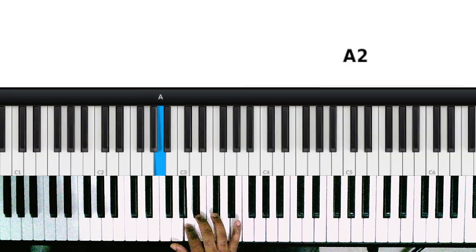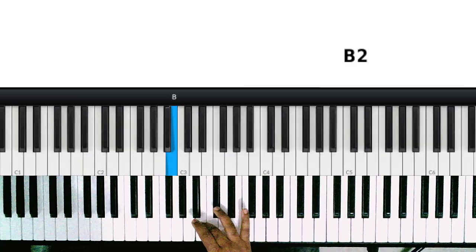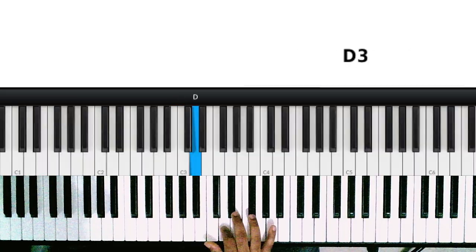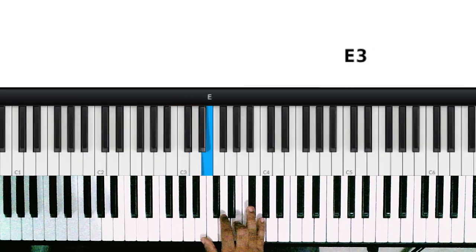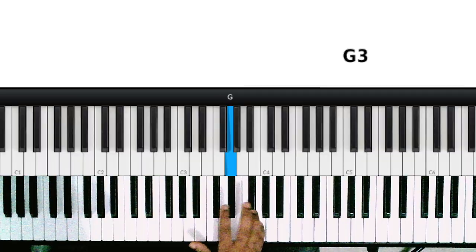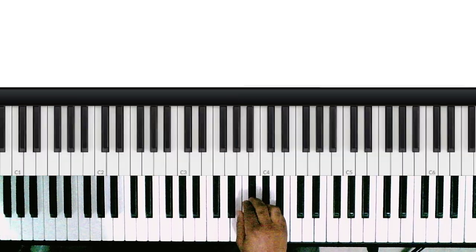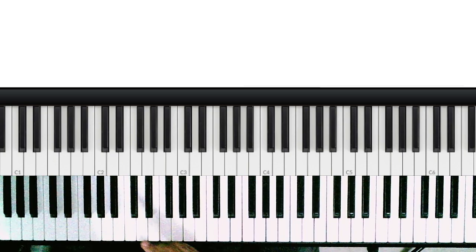1, 2, 3, 4, 5, 6, 7, 8. Notice the F sharp. I want you to notice F sharp. That is why this system is powerful. It guides you correctly.